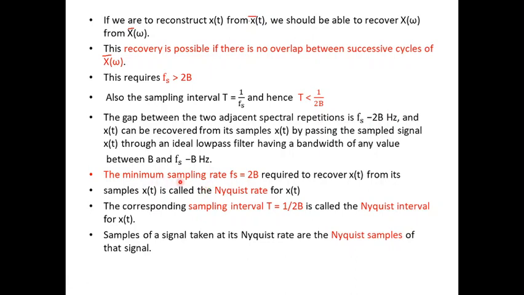Hence the minimum sampling rate should be maintained as Fs equal to 2B, where B is nothing but the bandwidth of the input signal, which is represented in hertz. And this minimum sampling rate is called the Nyquist rate. The corresponding sampling interval T equal to 1 by 2B is called the Nyquist interval for x of t. The samples of the signal taken at this Nyquist rate are called the Nyquist samples of the signal.